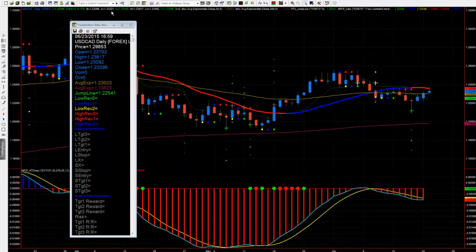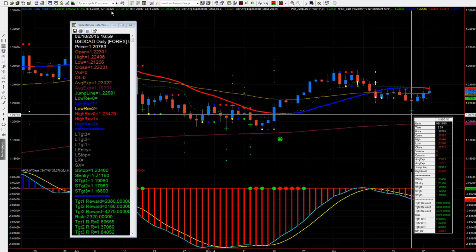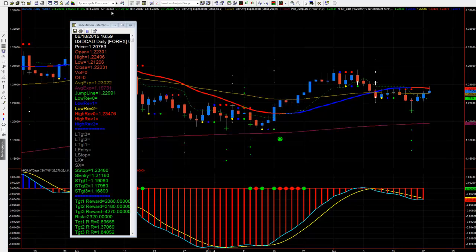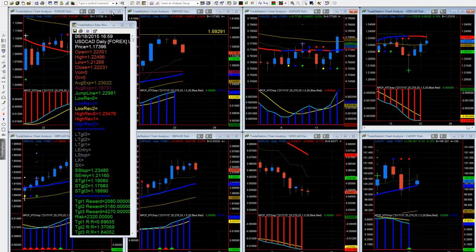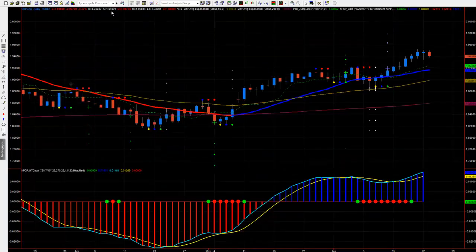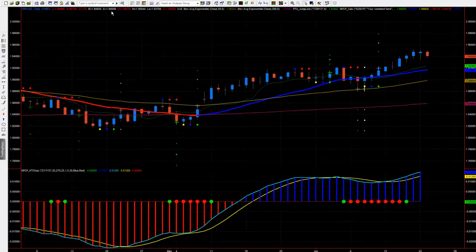Dollar CAD, okay, coming off a nice winner here, very nice winner on the long side here. This long did not trigger, and this short has not triggered. So let's move on to the next one. Let's go to the pound Canadian. Some nice trades here.